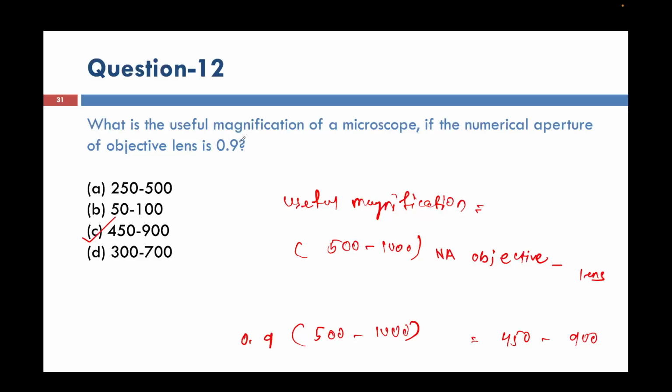So this concept of useful magnification comes with, if you remember, the empty magnification, where I have shown you one image of 1x, 2x, 10x and 30x magnification, where we are only zooming the feature but we are not able to distinguish between two different points, right?